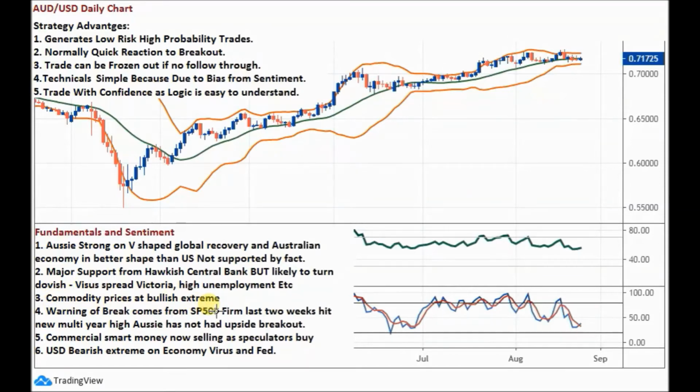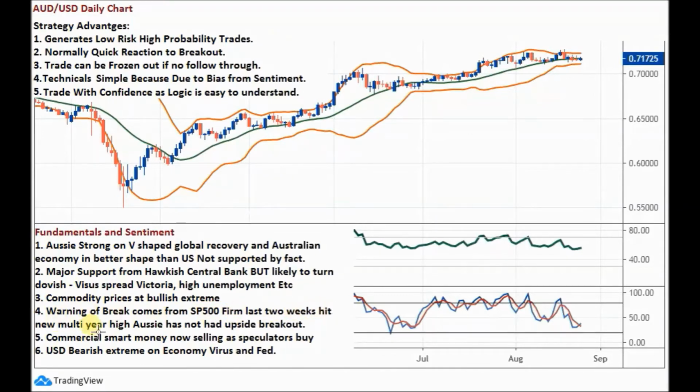Commodity prices have supported the Aussie, but they're at a bullish extreme. Okay, iron ore in particular, speculators really heavily long, and we think they're going to get taken out on stop. Commodity prices will fall, and so will the Aussie. Okay, a warning of a break in the Aussie comes from the S&P 500. If you look at it over the last 2 weeks, it's been firm.